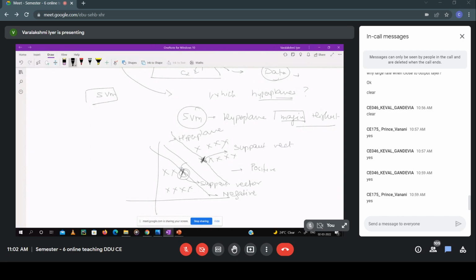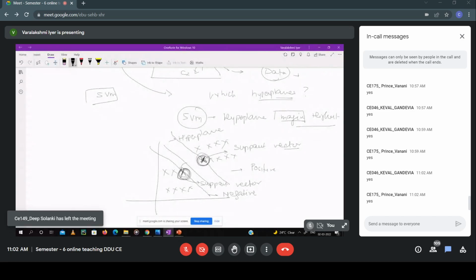Are you getting what the support vector is? So the nearest data points on each side of the hyperplane are known as the support vectors. In the positive side of the hyperplane, there will be positive samples. In the negative side of the hyperplane, there will be negative samples. So the nearest data points on each side of the hyperplane are known as the support vectors.